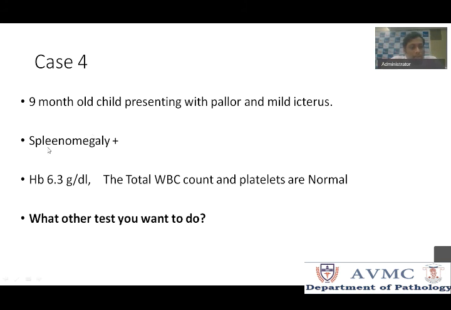The patient has splenomegaly, so there is extramedullary hematopoiesis happening, which confirms that this could be a case of hemolytic anemia. You are sending it for a complete blood count. The results come out to be hemoglobin 6.3, whereas the WBC and platelets are normal. Now, what extra investigations do you want to do?